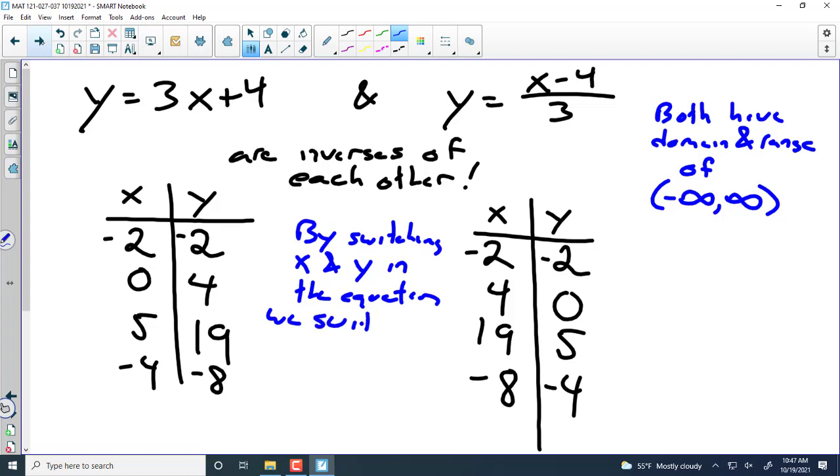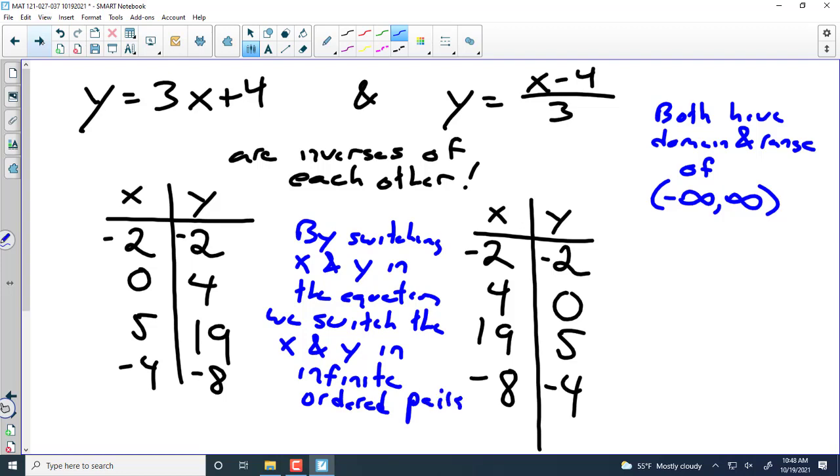So by switching x and y in the equation, we switch the x and y in infinite ordered pairs. And this will work for any single ordered pair you make. Any ordered pair you have for this first one here, the reversed is in this one over here, and vice versa.